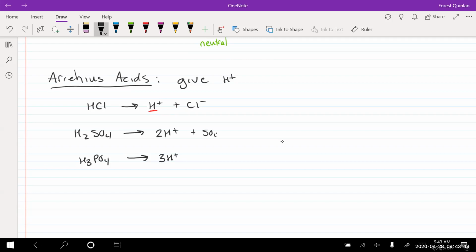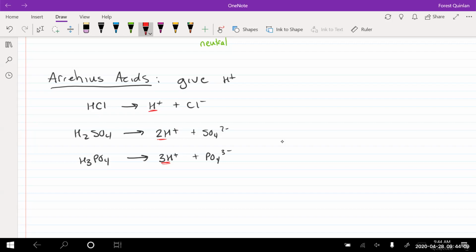So what's happened here is when it breaks up, it's giving us their H's. So we see the HCl gives us 1, H2SO4 gives us 2, H3PO4 gives us 3. Now, we need to keep that in mind when we start doing some calculations a little bit later. It's not that it just gives us H's, but we can actually figure out how many H's.